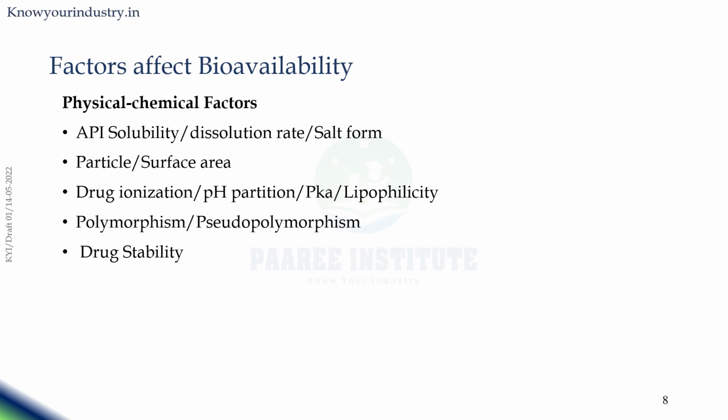Then the drug stability. For example, you can see the prazoles, omeprazole, pantoprazole. Many of these drugs are enteric coated in nature. So, why are these formulations enteric coated? Because these are not stable in the gastric pH. So, these are enteric coated by polymers to bypass the delivery of the drugs in the gastric pH region and deliver the drug into the intestinal region where the drug is stable.